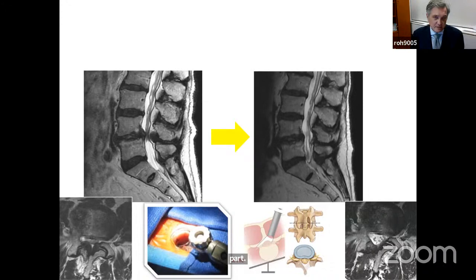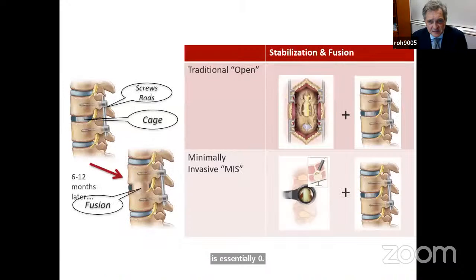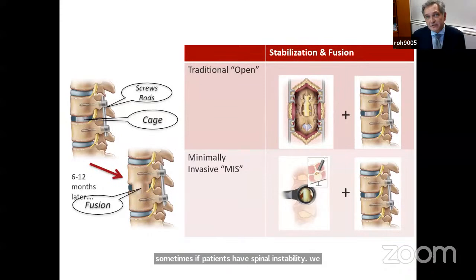And this is, again, the idea. Instead of an open operation here, we do everything through a little tube. Infection risk is essentially zero. There's no blood loss, and patients recover faster. Sometimes if patients have spinal instability, we also have to do a fusion, and patients don't like that. However, sometimes if you have slippage instability, we can add screws and a cage. This is all done with minimally invasive surgery. The surgery may take about an hour longer or so, and patients stay overnight typically. But this is something that we do very commonly now. If you do the operation for the right reason and the right patient, for the most part, patients do really, really well.